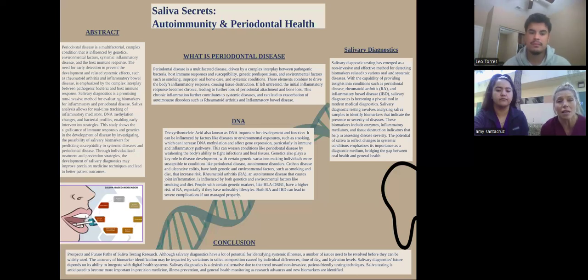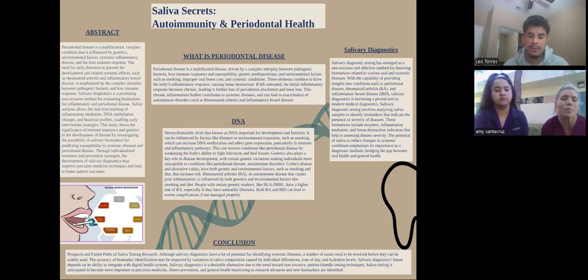So key salivary biomarkers that we're looking for are going to be pro-inflammatory cytokines, like interleukin-1 and interleukin-6, which are released in response to bacterial infections and contribute to inflammation. MMPs, particularly MMP-8 and MMP-9, which degrade collagen and connective tissues, accelerating the periodontal breakdown. And then microbial DNA from the periodontal pathogens, which helps identify high-risk individuals before clinical signs appear.